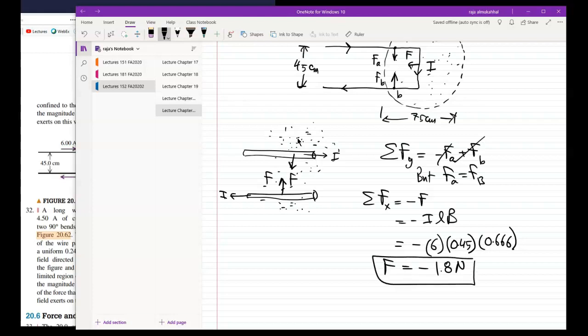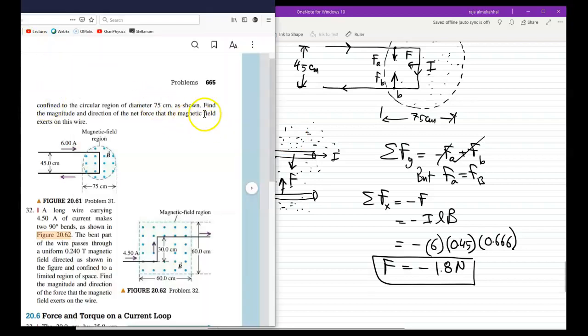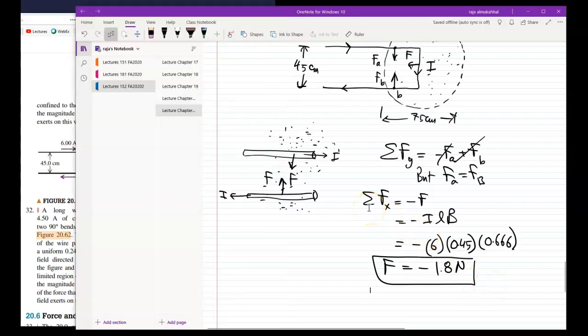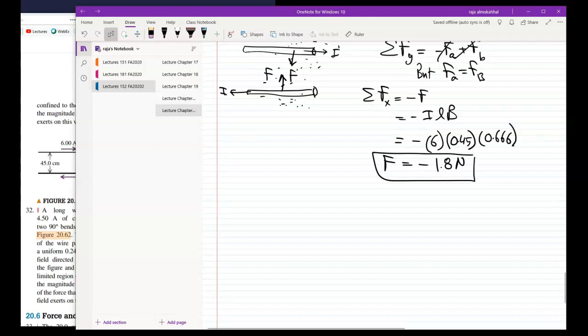Now, let me go back to the question. Is he asking for that? He said, find the magnitude and direction of the net force that the magnetic field exerts on it. It's right here. This minus sign, I'm not sure how your Mastering is going to handle it. Maybe to the left or minus, I don't know. But anyway, that's basically how you do it. Okay, I hope this is clear. If it's not clear, let me know. Okay, good.